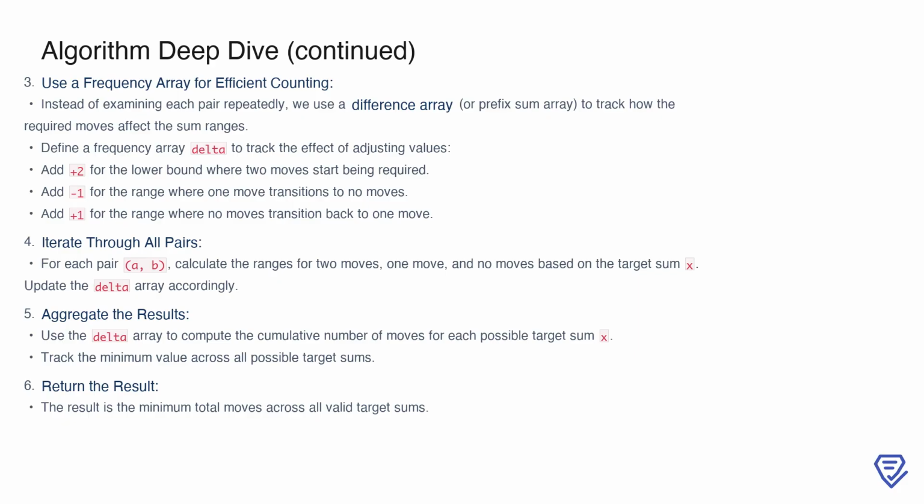For instance, if 2 moves are needed, we increment the delta array at the lower bound of this range by +2. Similarly, ranges where 1 move transitions to no moves are updated with -1, and ranges transitioning back to requiring 1 move get a +1. By iterating through all pairs and updating the delta array accordingly, we capture the cumulative impact of adjustments efficiently. Finally, we aggregate these updates to determine the total number of moves required for each possible target sum, tracking the minimum value across all targets.